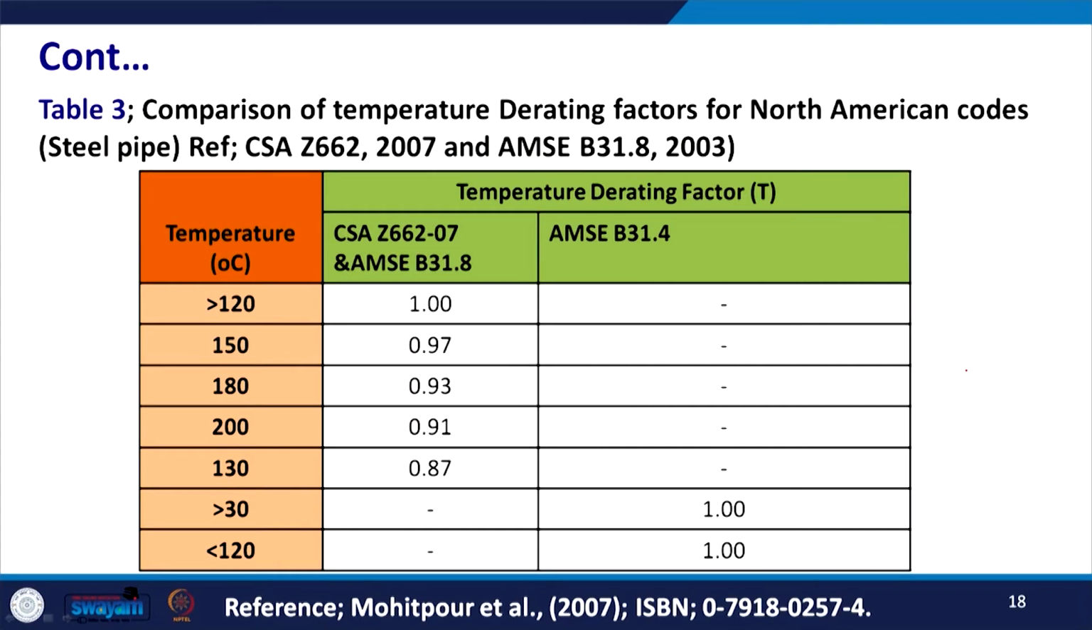Now, if we compare the temperature derating factors in both the references, then for the temperature profile from 120 to 150, 180, 200 and 130, only the CSA and ASME ratings are the same. And similarly, if we take minus 30 degrees Celsius to less than 120 degrees Celsius, in between 120 degrees Celsius, the ASME reports 1.00.